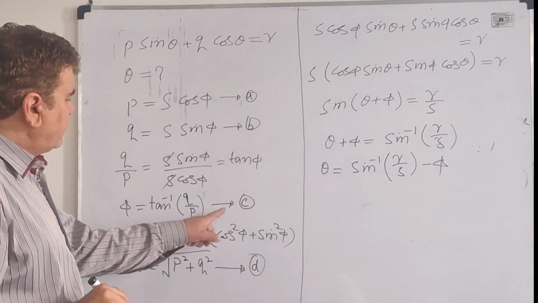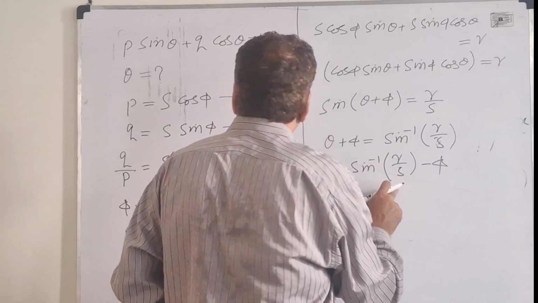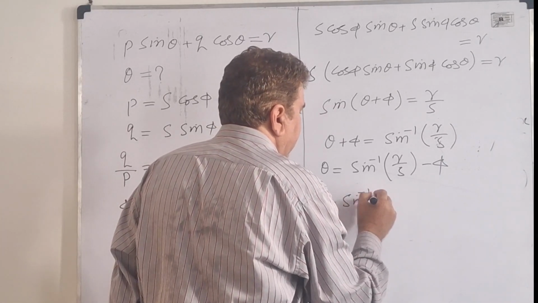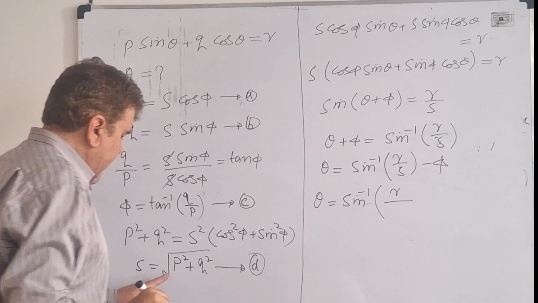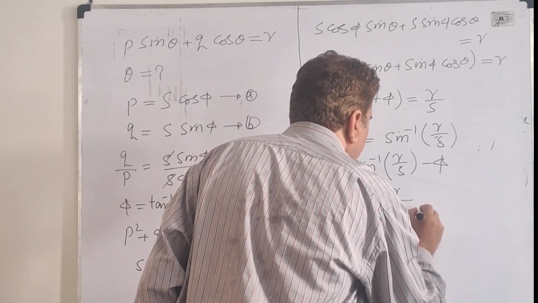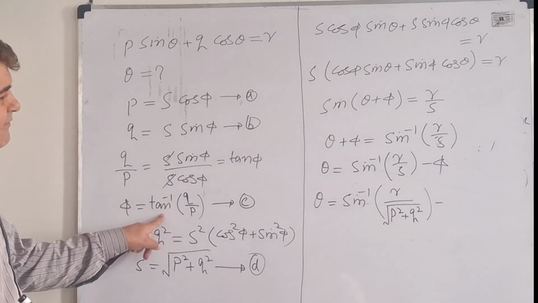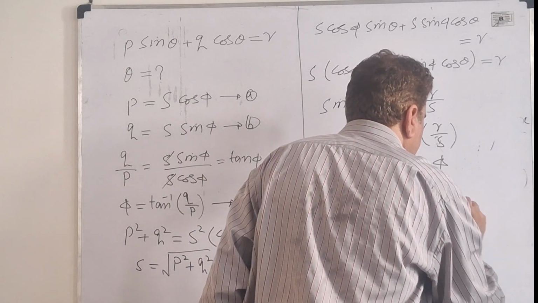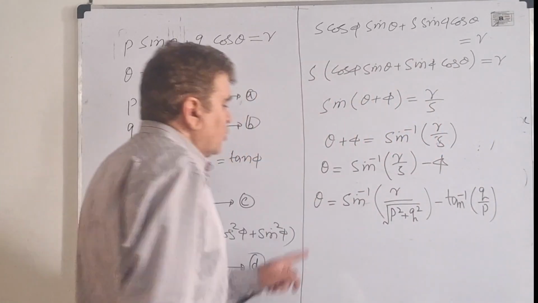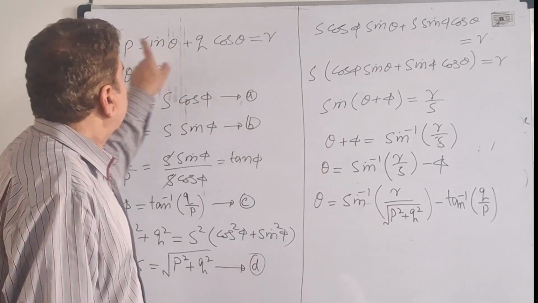And if I substitute the values from equations C and D, I can express the value of theta in terms of the given parameters. So I write theta equals sine inverse of R divided by the square root of P squared plus Q squared, minus phi, and for phi I can write tangent inverse of Q by P. So this equation gave us the value of theta in terms of the parameters of the given equation.